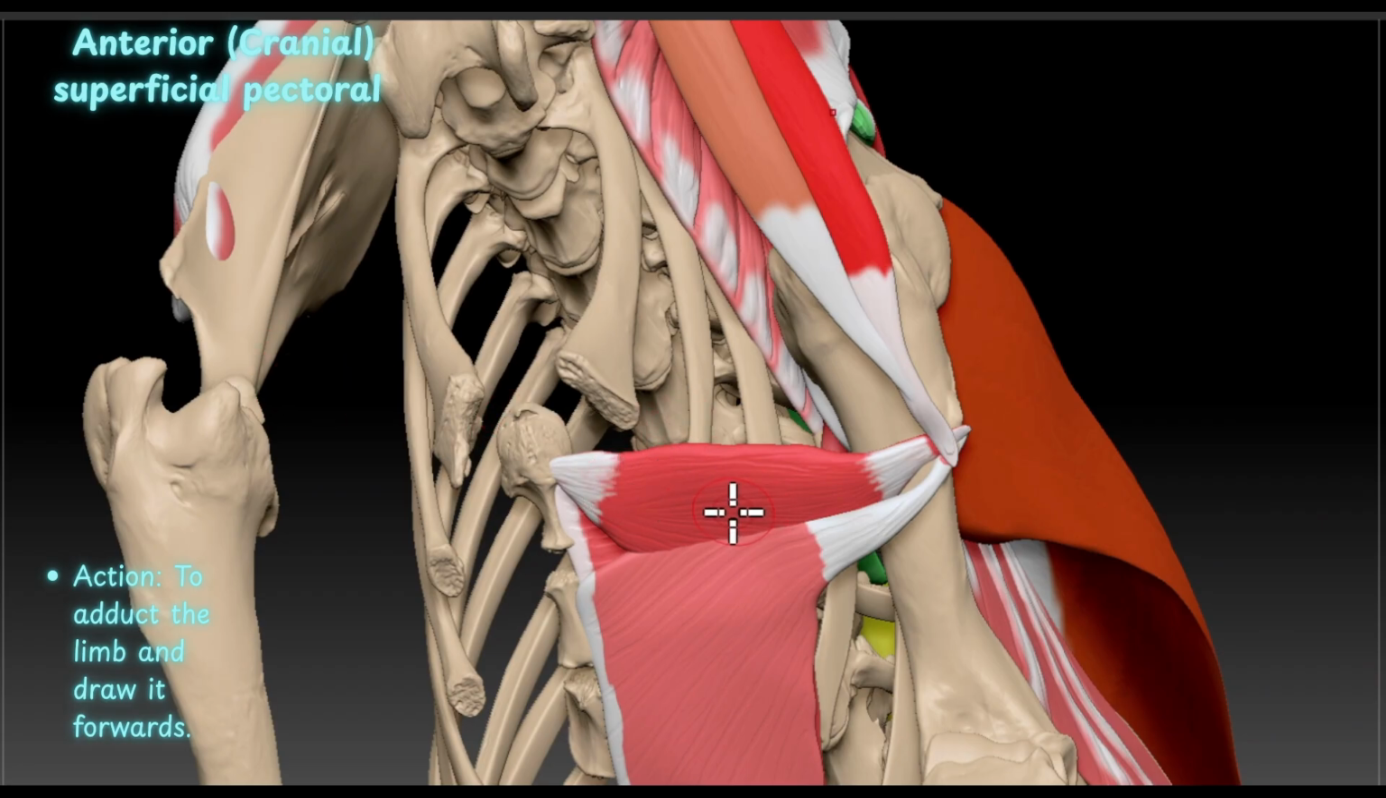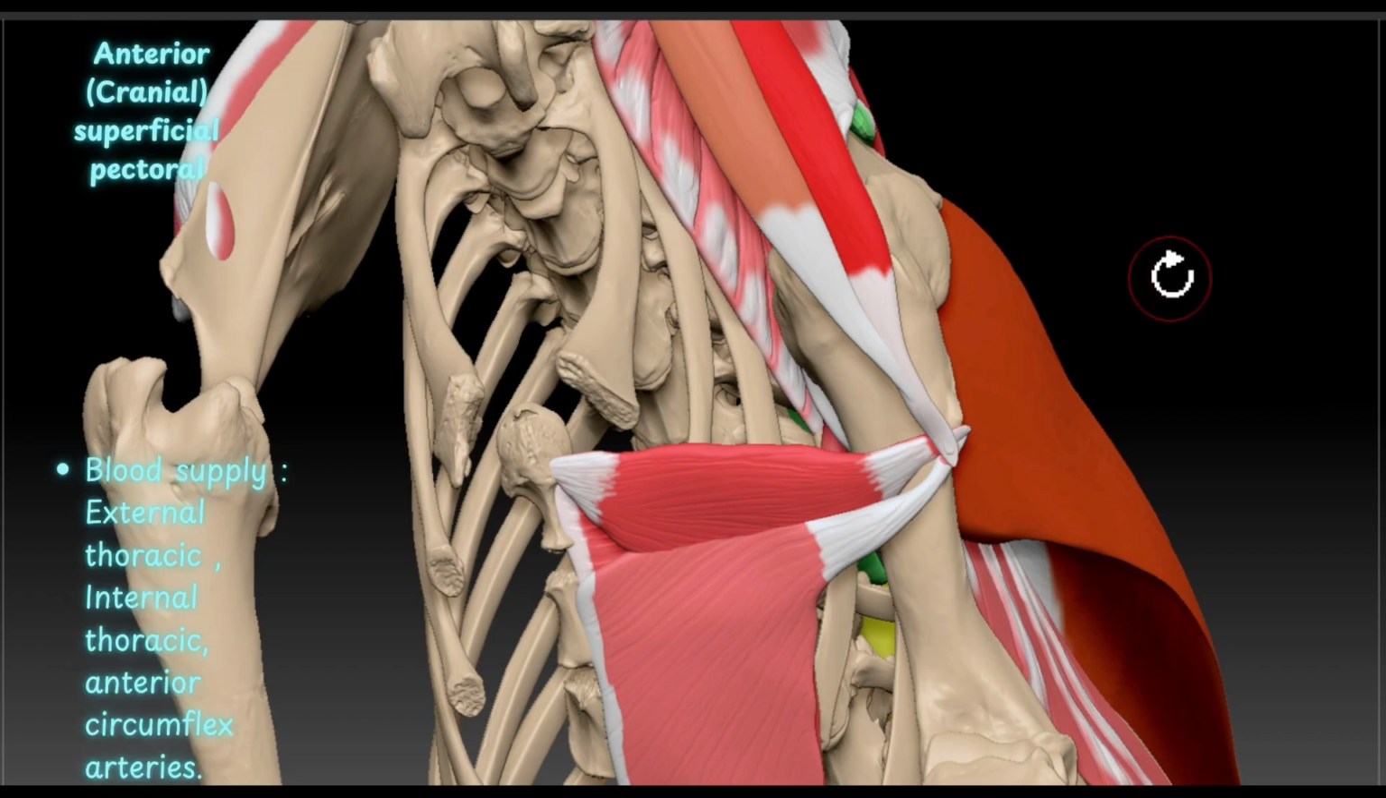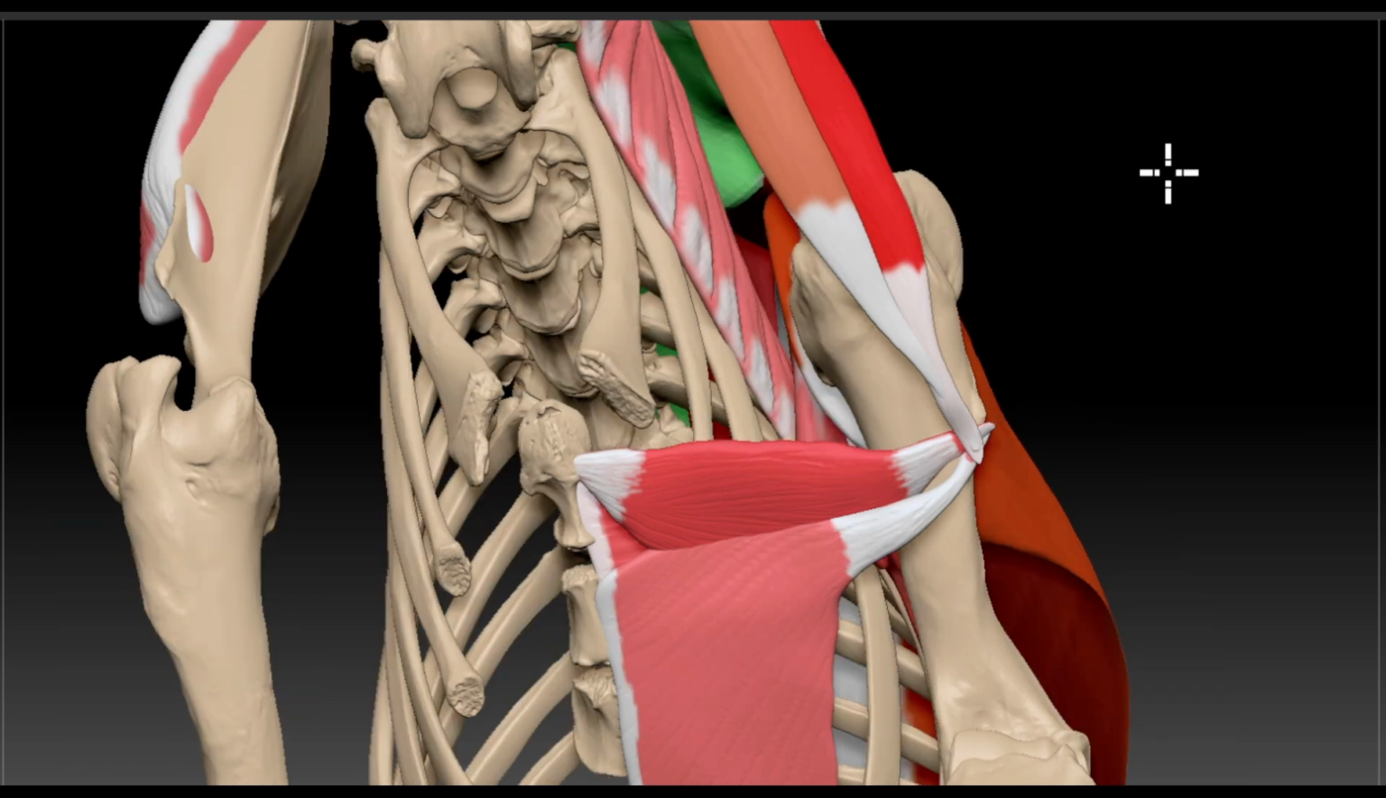So what is the action of the muscle? To adduct the limb and draw it forwards. Blood supply: external thoracic, internal thoracic, anterior circumflex arteries. Nerve supply: pectoral branches from the brachial plexus, or you can say cranial pectoral nerves. Then we will discuss the posterior or caudal superficial pectoral muscle.